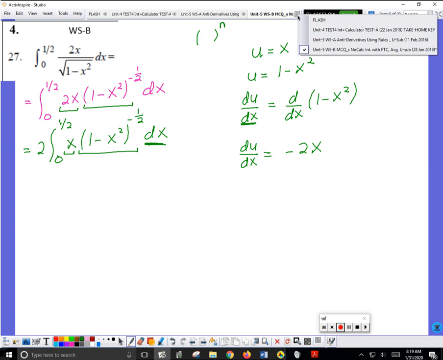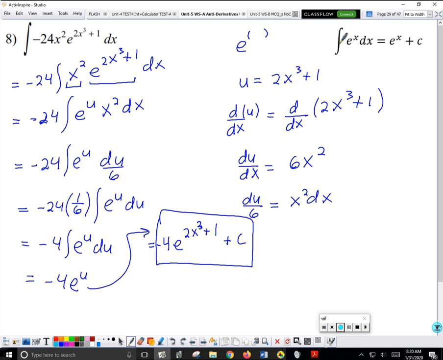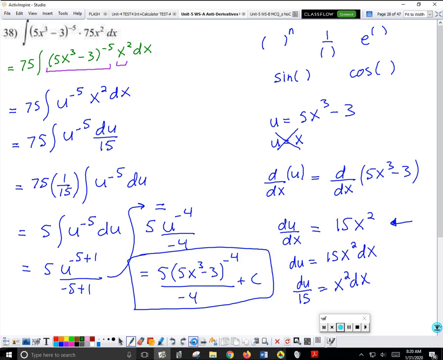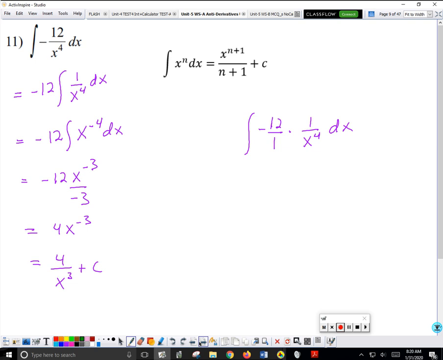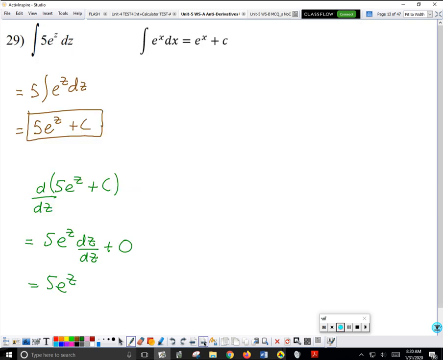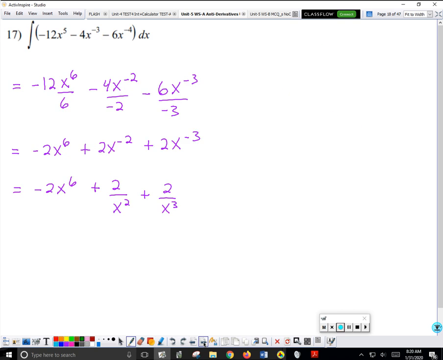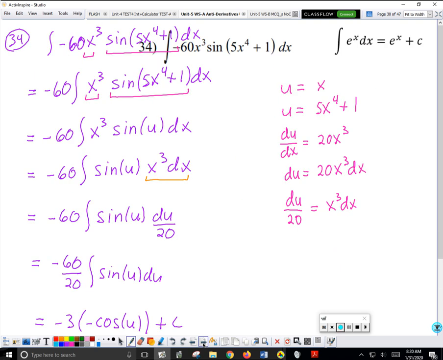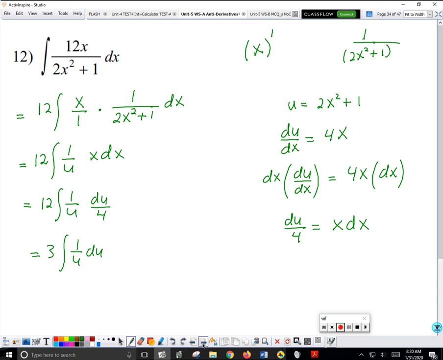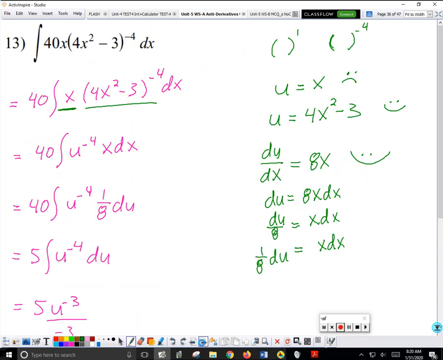Which number are you thinking of? Number 14. I'm just going to go back to the beginning one second. Should I have 14 listed? Everything but 14. There we go.